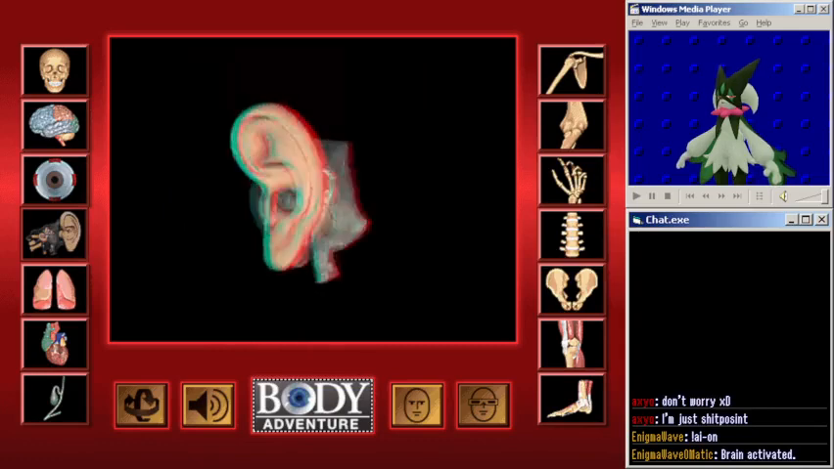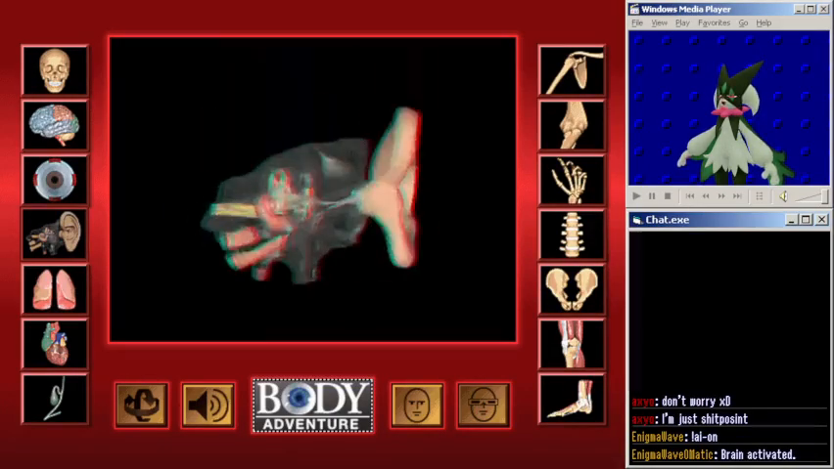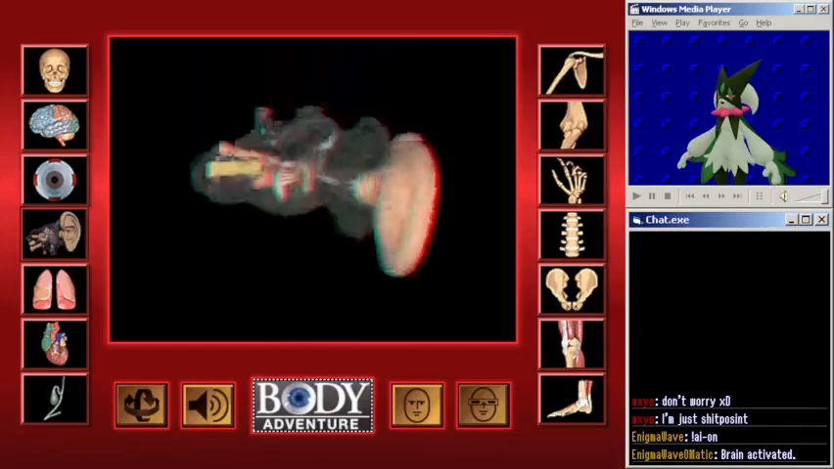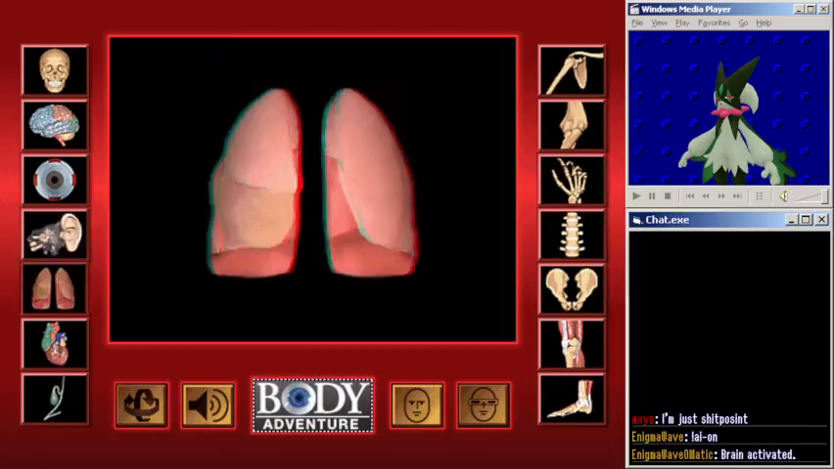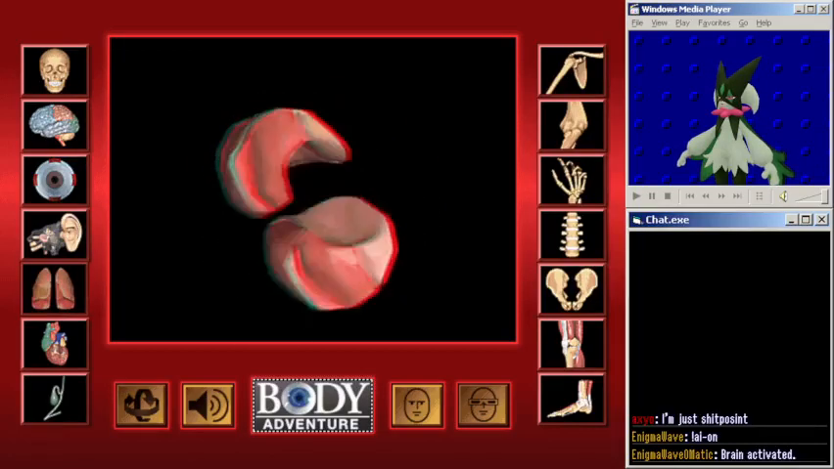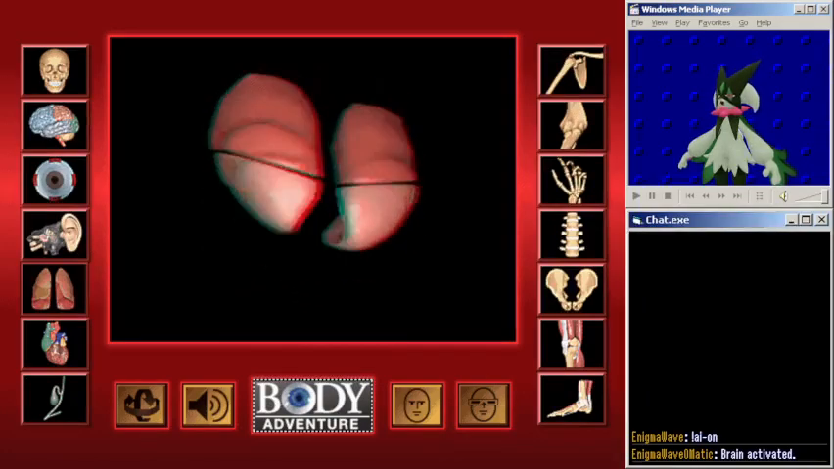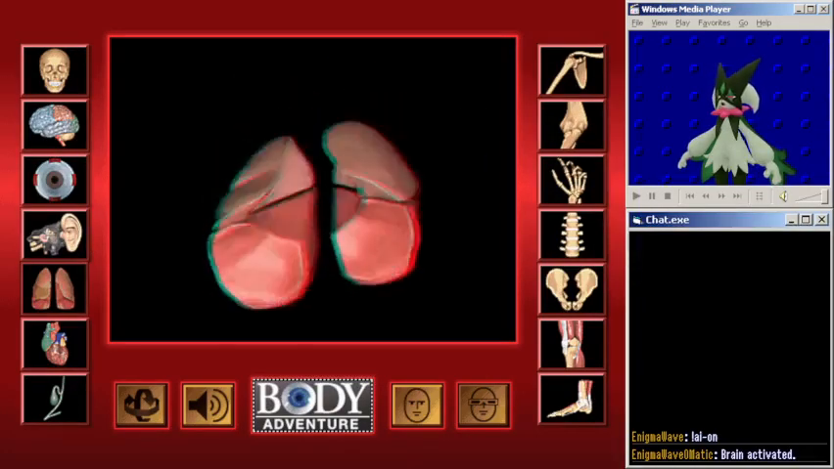Ear. We've got the outer ear, but we also have all of the components of the inner ear as well. Lungs. We've seen a couple of these already, because they're also visible in the other modes.